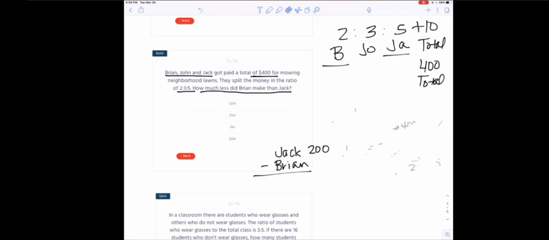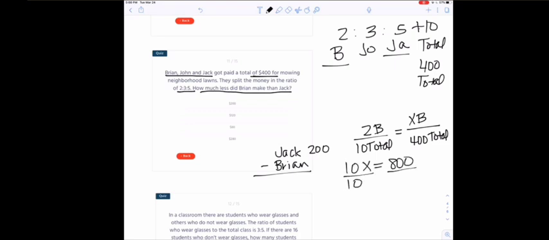I'm going to erase this, and let's solve for Brian. So 2 Brian out of 10 total is equal to an unknown Brian out of 400 total. Cross multiply, 10 times x is 10x. 2 times 400 is 800. I'm going to divide by 10 on each side. I eliminate a 0, and I get x equals 80. So Brian made 80. So what's 200 minus 80?